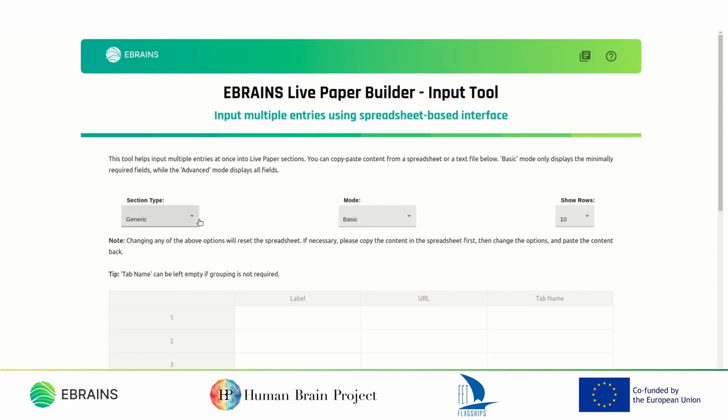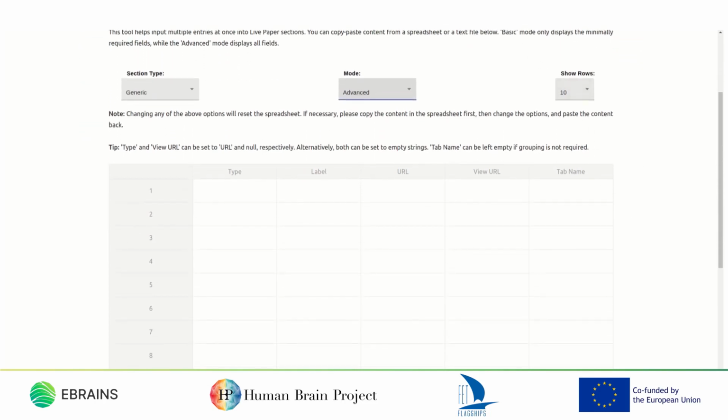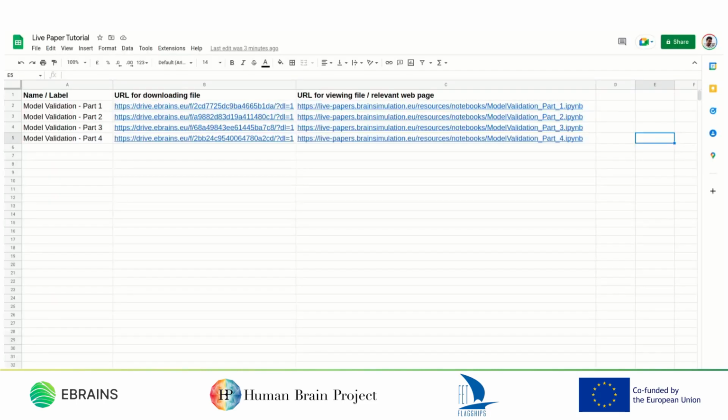Section type indicates the type of resource section you're currently handling. There are two modes, Basic and Advanced. Advanced gives you access to all the columns, whereas Basic only shows the common ones. You can also choose the number of rows you want displayed. What this tool allows you to do is to copy over data from a spreadsheet-based tool such as Microsoft Excel or Google Sheets and have multiple entries input simultaneously.